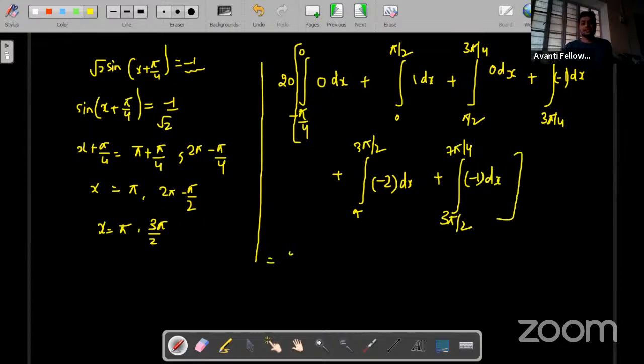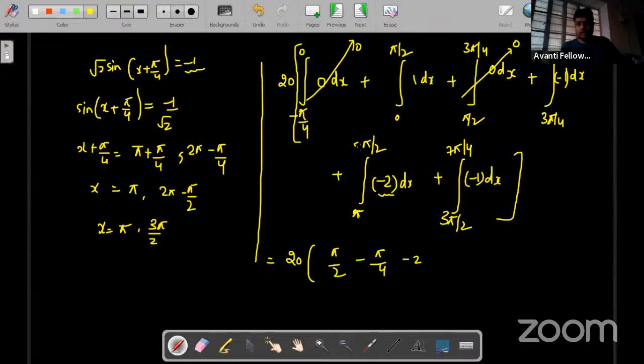Okay, so finally we'll write 20 times. Now this term is 0 because the function value is 0. This is 1, so upper limit minus lower limit, so we'll write pi by 2. This is 0, so we can remove it. This is minus 1, so minus 1 into upper limit minus lower limit. So pi minus 3 pi by 4 is pi by 4, but with a negative sign. Now minus 2 times this minus this.